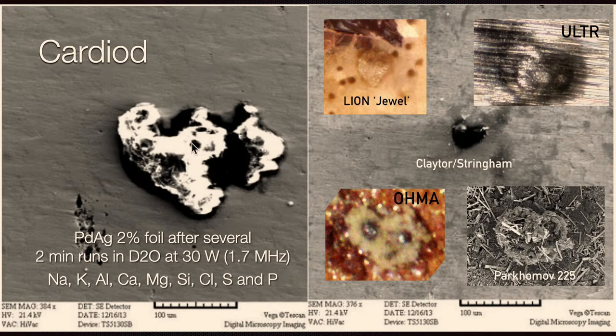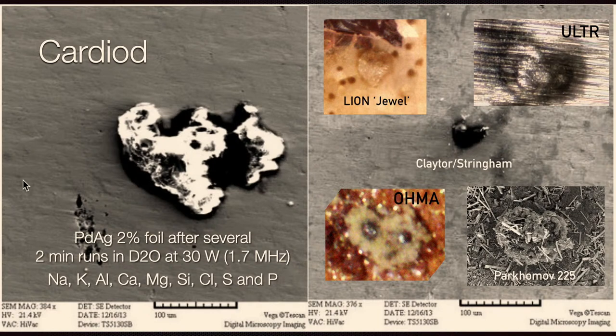And this was published in 2019, long after I grabbed that image of these two galaxies potentially giving birth to another one. And this is silver at 2% and palladium. Palladium with a silver alloy of 2%. And after they ran it for several 2 minute runs in deuterium oxide, heavy water, at 30 watts, 1.7 megahertz, they synthesized oxides of, so it obviously includes oxygen, sodium, potassium, aluminium, calcium, magnesium, silicon, chlorine, sulfur, and phosphorus from this, okay? Now, I said that this is a cardioid.